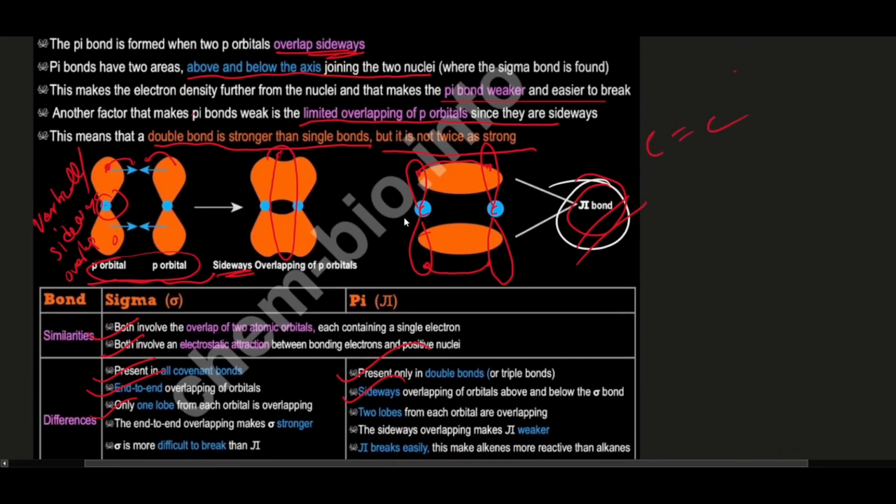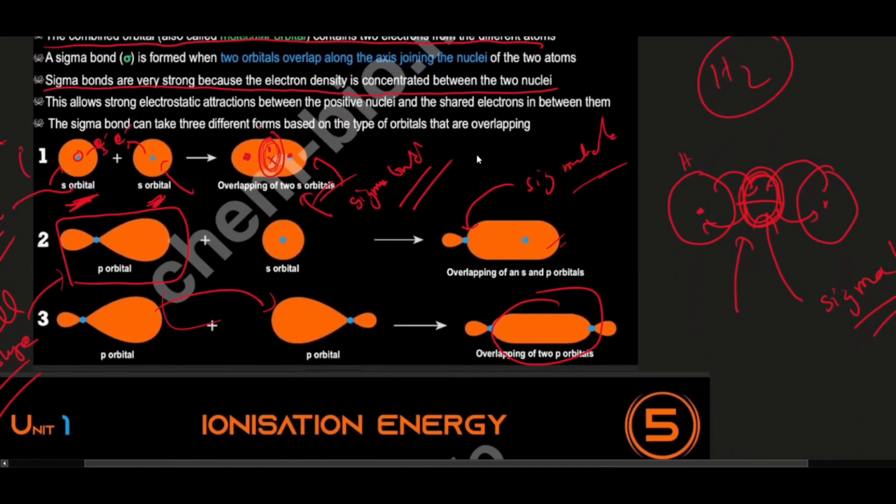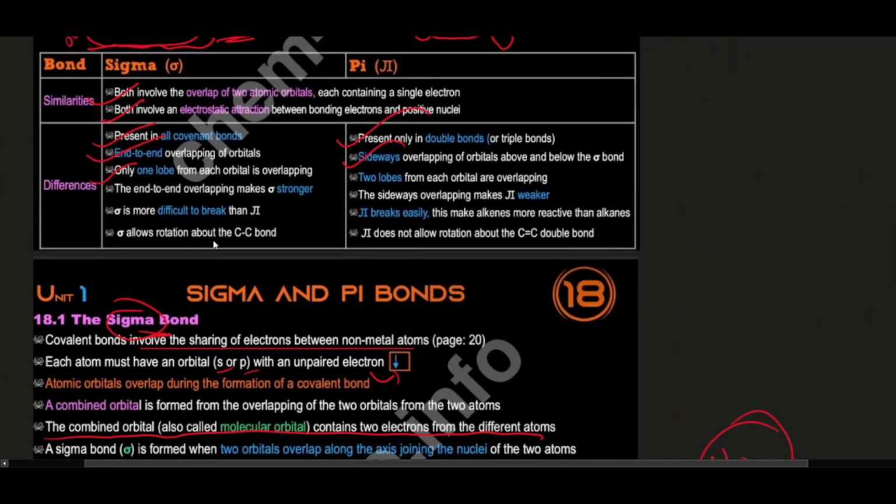What I'm trying to say here, do you see the lobes here? This is one lobe and that's another lobe. Am I clear? But here you can see only one lobe. That's what they're trying to say. And obviously the end-on overlapping makes sigma stronger, the sideways overlapping makes it limited, so the pi bond is weaker. Pi is easier to break than sigma, obviously because of the previous reason, and the pi bond breaks easily because of that.